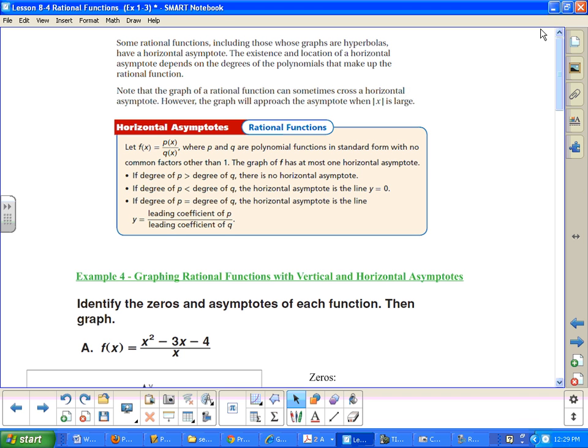So we've talked about zeros, where the numerator is equal to 0. Talked about vertical asymptotes when the denominator is equal to 0. And now we're going to talk about horizontal asymptotes when it's written in this form of the two polynomials.